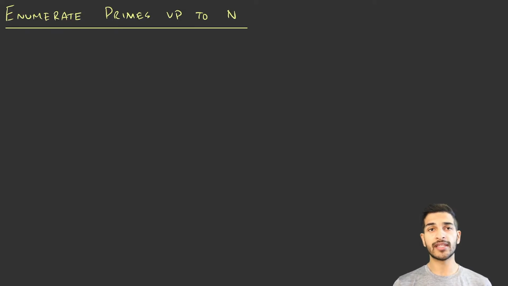In this video, let's enumerate all of the primes up to a given value n. Recall that a prime number is a number that is divisible only by itself and 1. For example, 7 is a prime number because its only factors are 1 and 7, while 8 is not a prime number. 1 and 8 both divide 8, but so do 2 and 4, and because it has more than the factors 1 and itself, 8 is not a prime number.